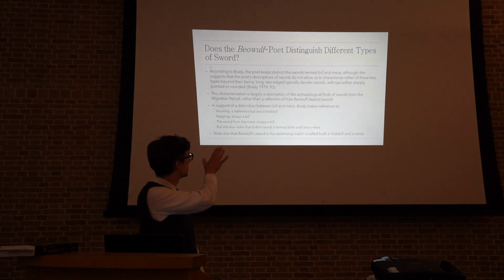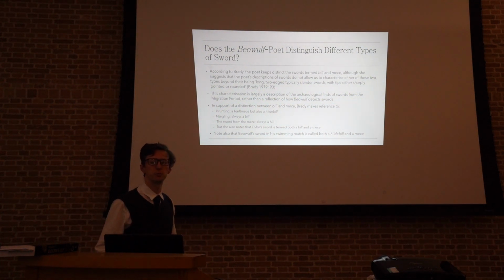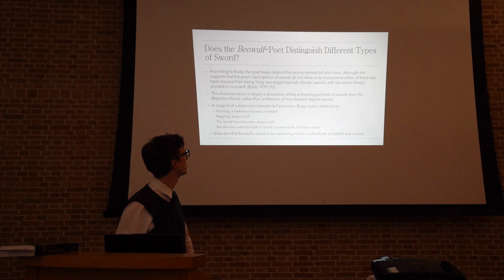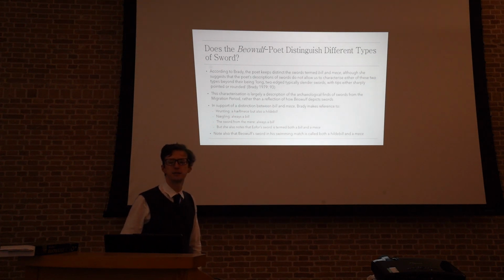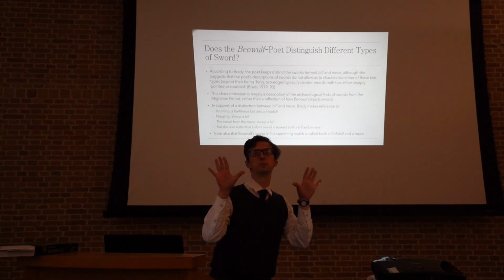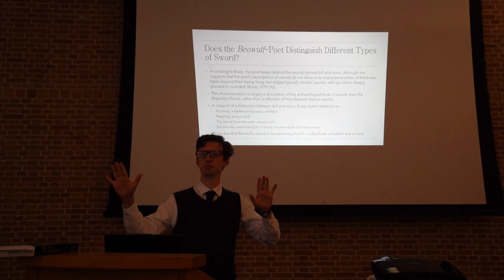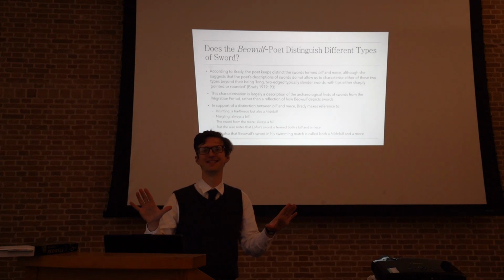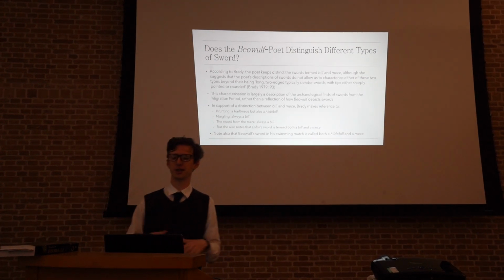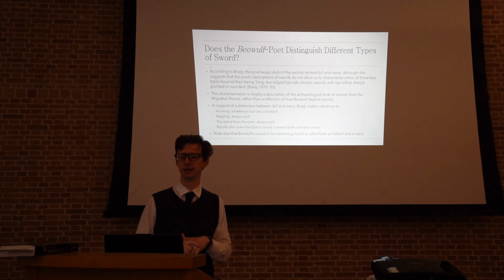There was a fabulous attempt in 1979 by Brady to unpick all of this, and she thinks that the Beowulf poet has two major terms for different types of sword. You can have a bill and a meche. Both of those is a sword, but a bill and a meche are different types of blade. She just doesn't know what the difference is.